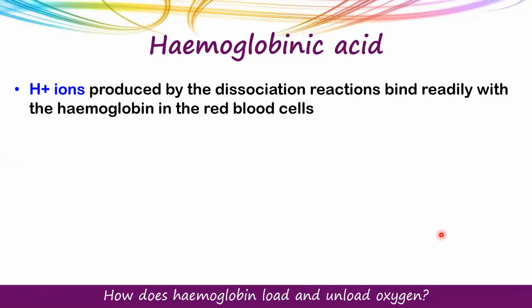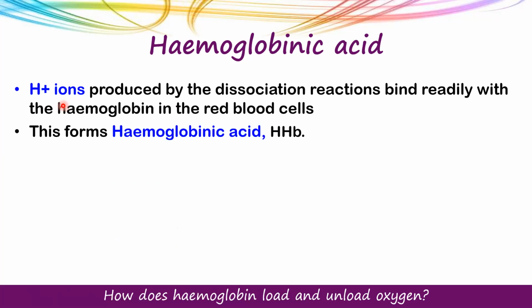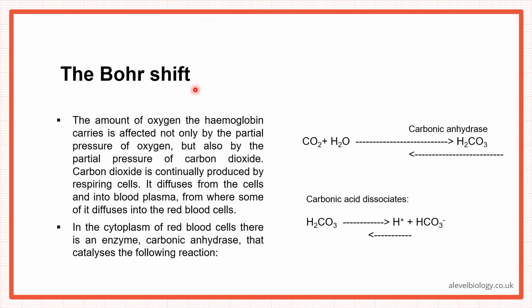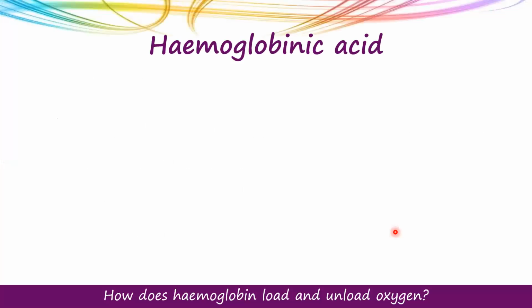These H positive ions then make hemoglobinic acid, right? Because your acid is being formed, H positive ions make that. So the H positive ions produced with the dissociation reaction bind readily with the hemoglobin. Okay? Now in red blood cells we know there is hemoglobin. Since this carbonic acid has dissociated into these two products, H positive will now bind with the hemoglobin because hemoglobin is in the red blood cells. It will bind to the hemoglobin and make a product known as hemoglobinic acid.